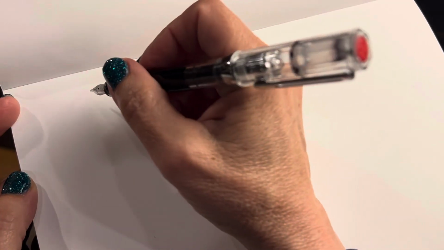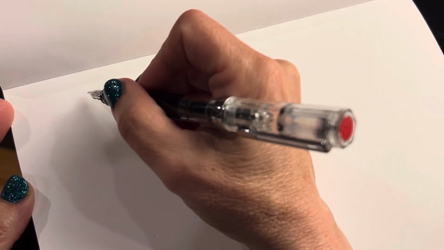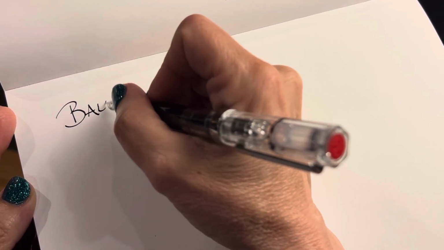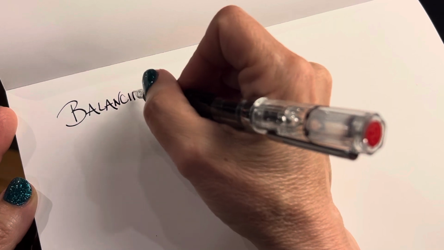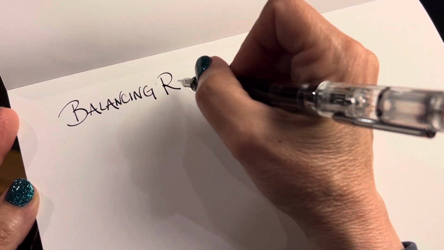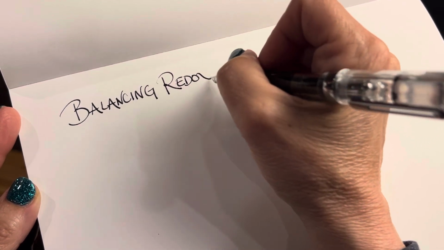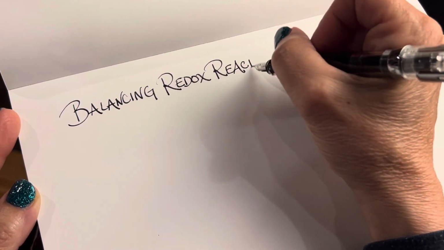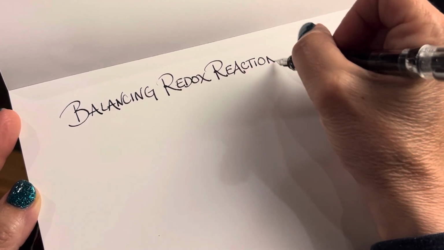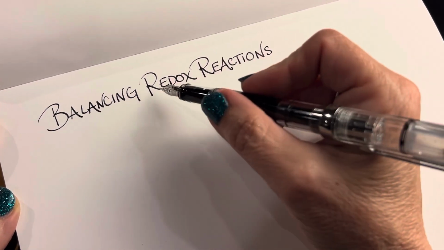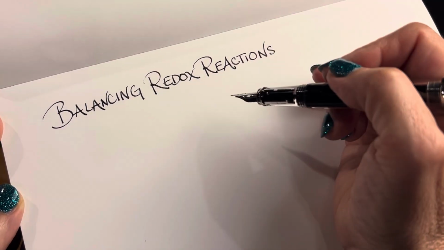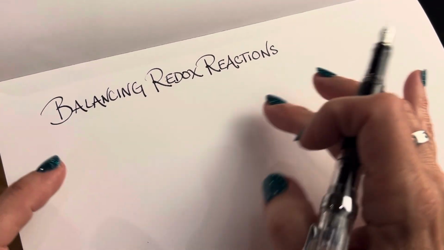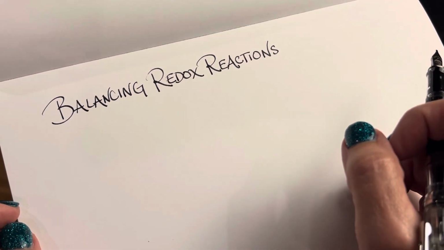This is balancing. I think I'm going to write bigger than usual. Okay, balancing. Now, this is redox reactions. Balancing regular reactions, or sometimes if it's a simple redox reaction, is done merely by mass balance. We're looking just at atoms on both sides.